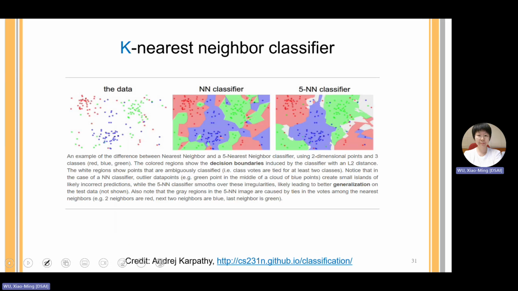Okay. So we're gonna summarize using this comparison, a comparison between nearest neighbor classifier and the 5 nearest neighbor classifier. First of all, we can observe the decision boundaries are smoother and the outliers are smoothed out using the 5 nearest neighbor classifier.